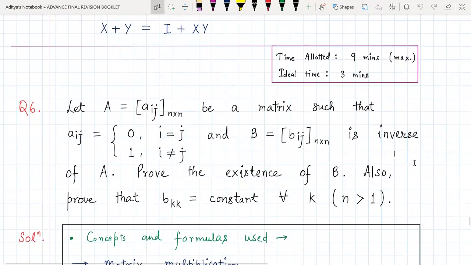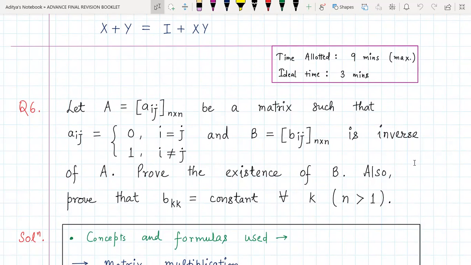And today we have another very interesting question from the house of matrices and determinants. So the question is asking that let A be a matrix such that Aij is equal to 0 if i is equal to j. So the diagonal elements are basically equal to 0 and all other elements, which are off diagonal elements, are equal to 1.